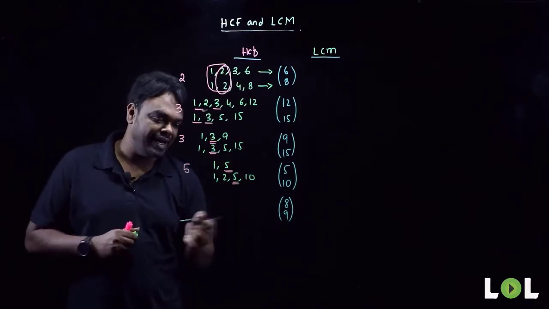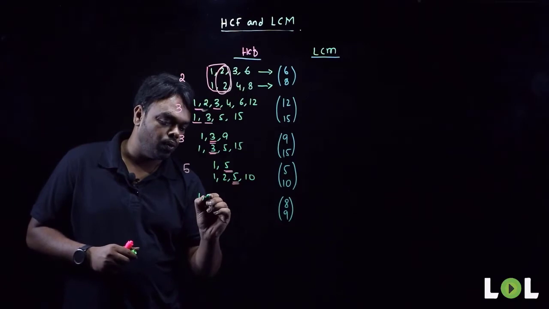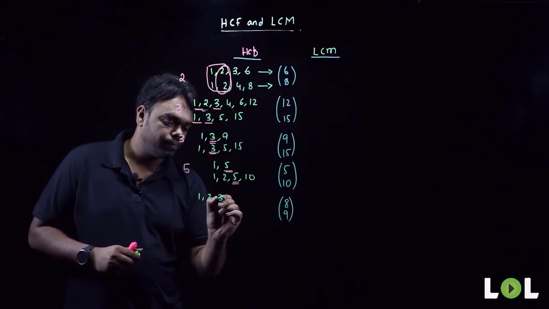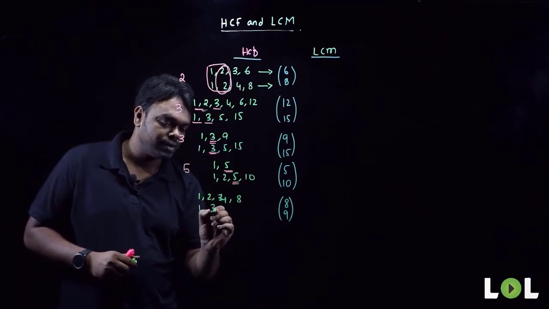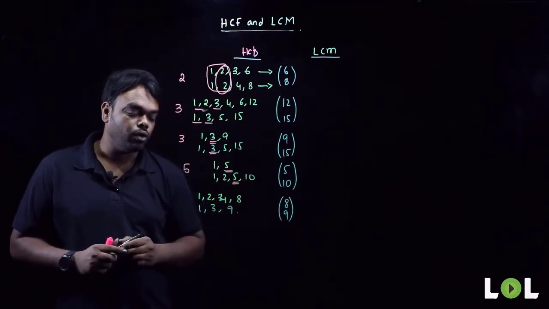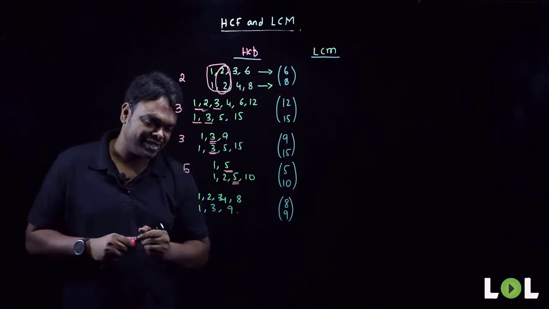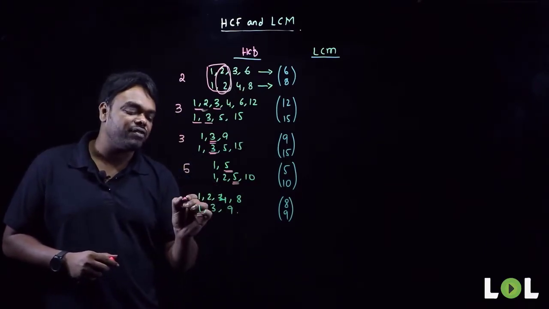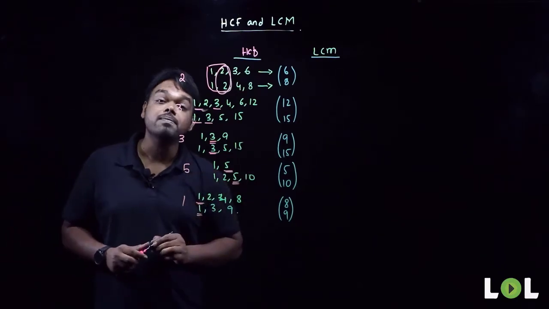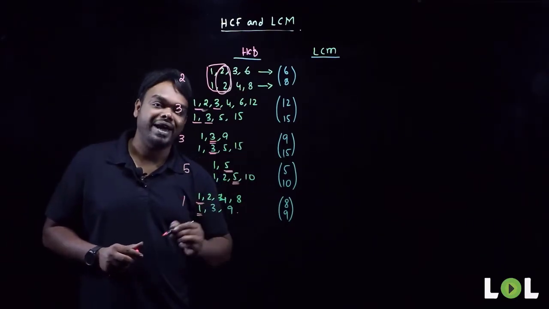Let us see for 8 and 9. Factors of 8: 1, 2, 4, 8. 9: 1, 3, 9. Now, do they have any common factors? Yes, 1 is the only common factor. So 1 is the only common factor means 1 itself has to be the HCF of both 8 and 9.